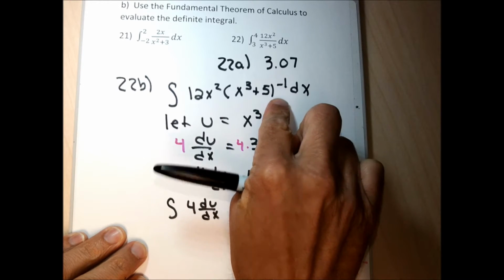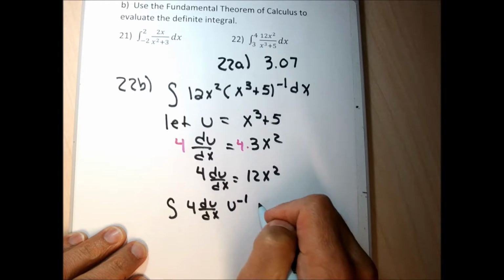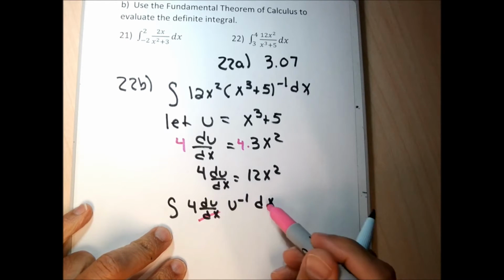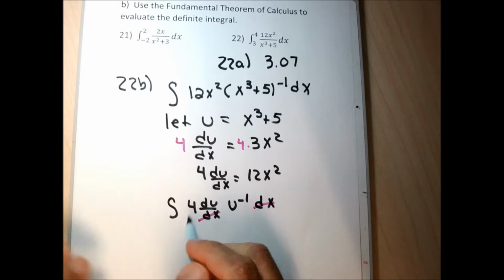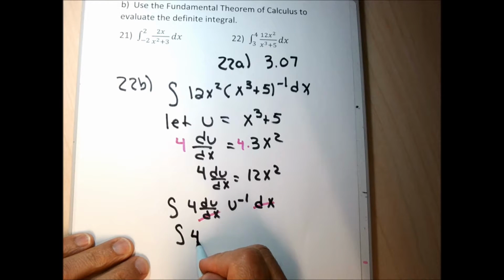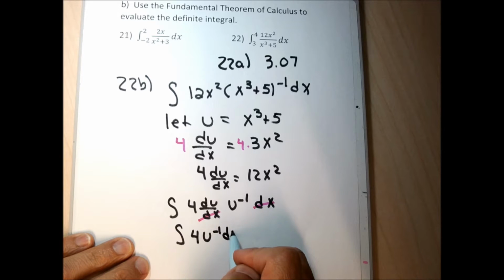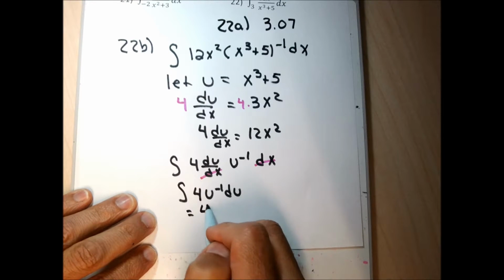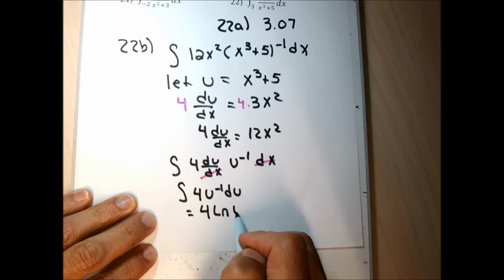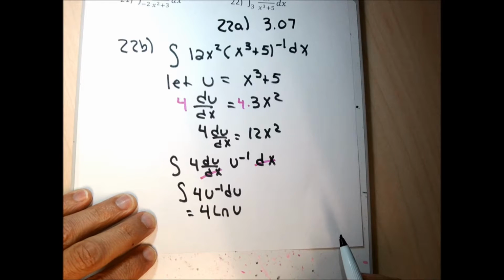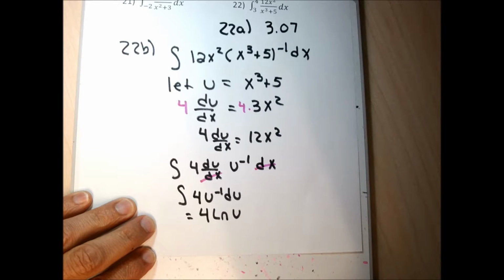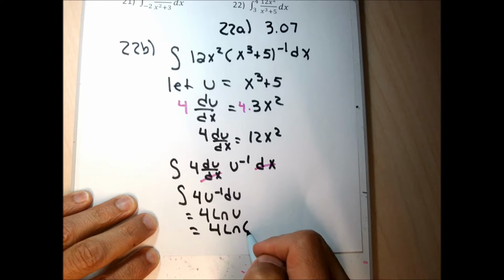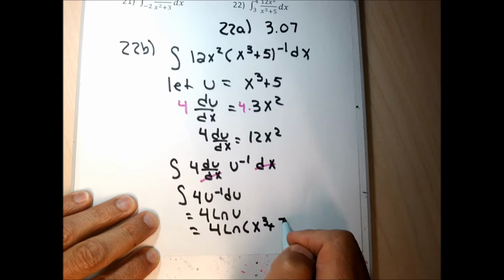In for the x cubed plus 5, I put a u. Then I still have this dx over there that I'm about to cancel out. This gives me the integral of 4 u to the negative 1 du. Negative 1 exponents always turn into the natural log, so that's going to be 4 times the natural log of u. I don't need an absolute value because the x values are positive. And I'm going to change this to 4 times the natural log of x cubed plus 5.